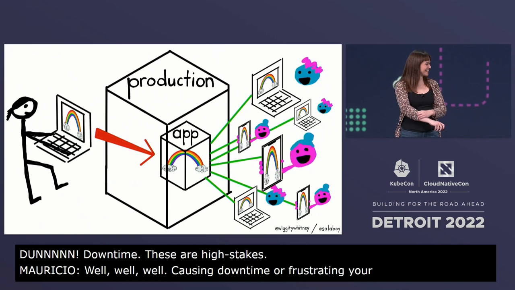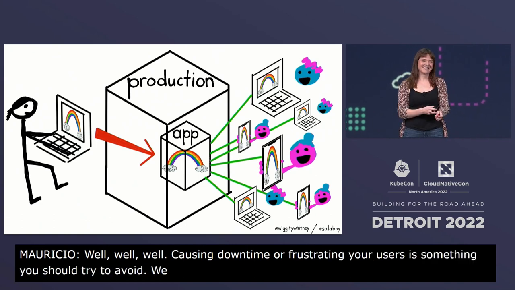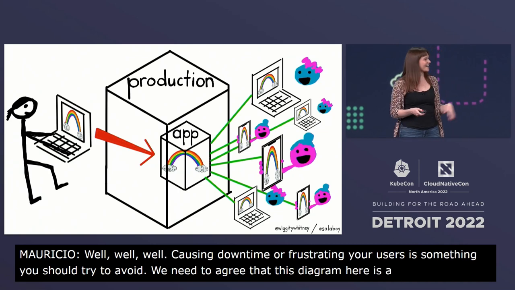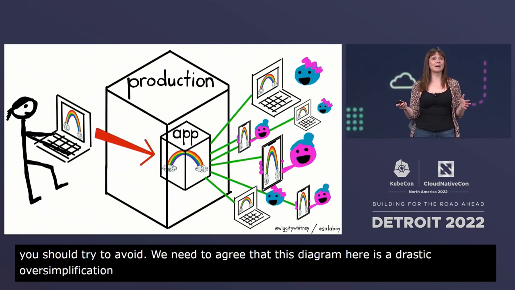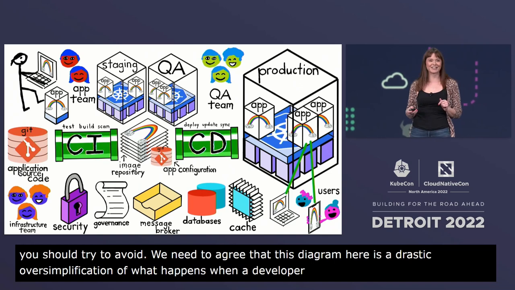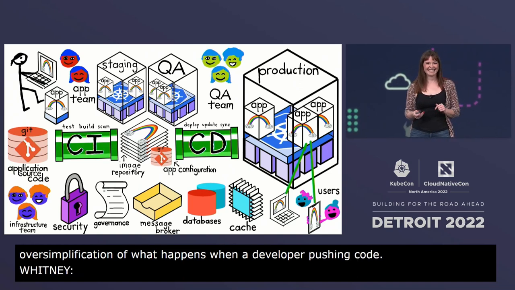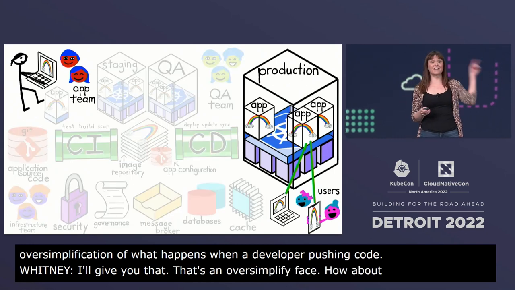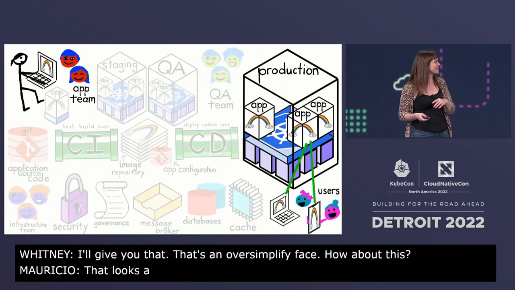We need to agree that this diagram here is a drastic oversimplification of what happens when a developer pushes code. Okay, right? I'll give you that. It's an oversimplification. How about this? That's a little more accurate, wouldn't you say? It looks a little bit better. Where is the developer there? Oh, okay. The developer's way over there on the left. Right, production's on the right.